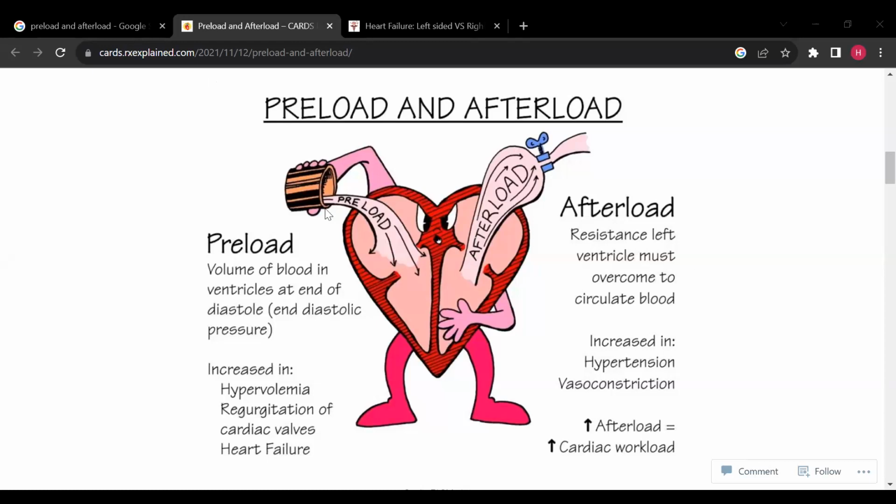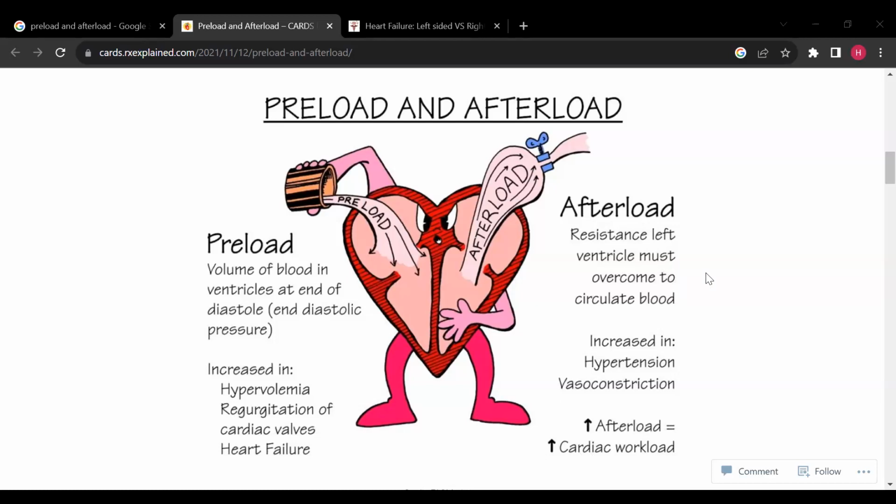So preload, like over here, we can see it is increased in heart failure. And also afterload is increased. So when there is an increase in preload and afterload, your cardiac output decreases, and your heart needs to do more work to eject that blood into circulation or into the lungs. So your heart is doing a lot more work than it has to, and this leads to cardiac hypertrophy or remodeling of your heart.